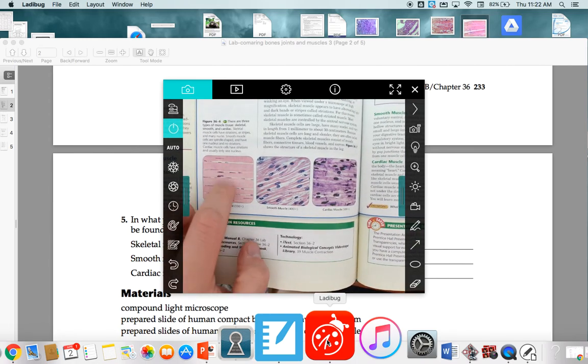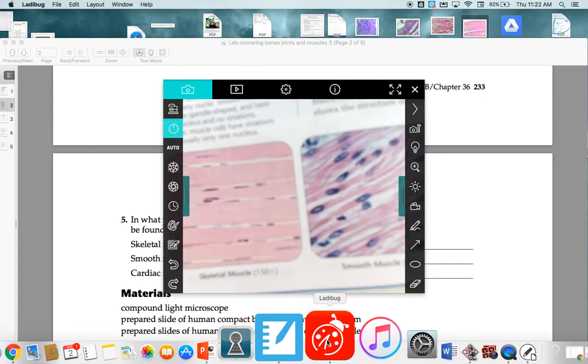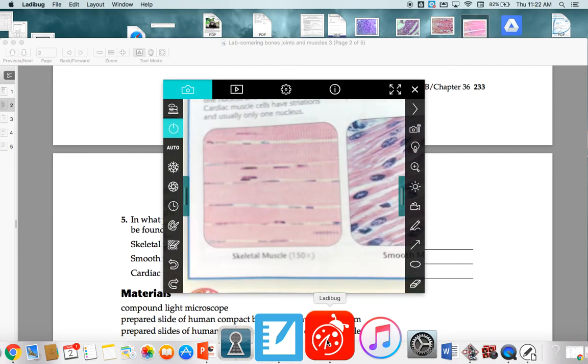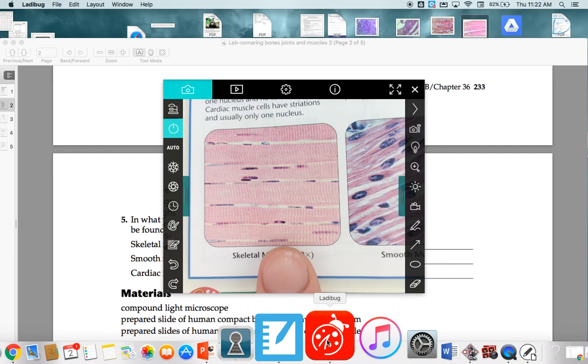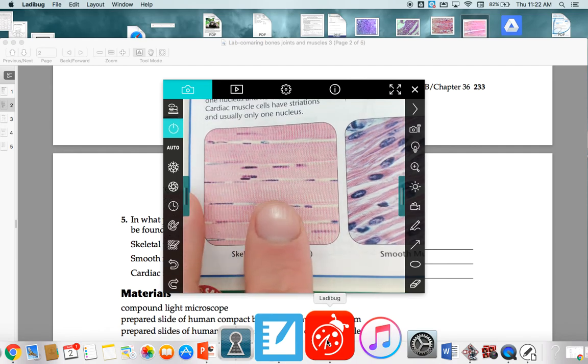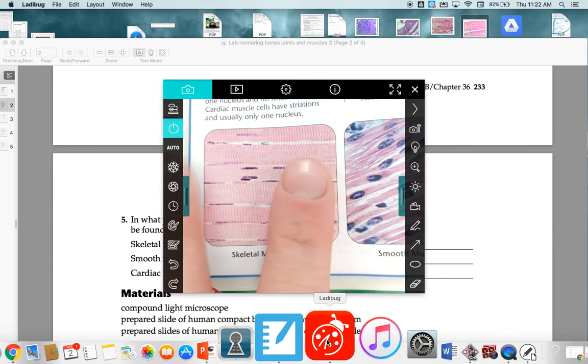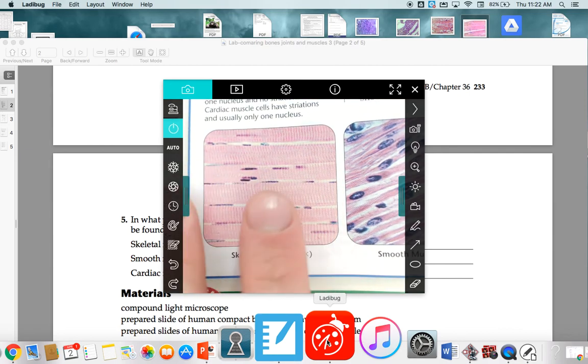Skeletal muscle has these striations or bands. So as the muscle relaxes and stretches out, the spaces in between the bands would get farther apart. And when it contracts and pulls in, the bands will get closer together.